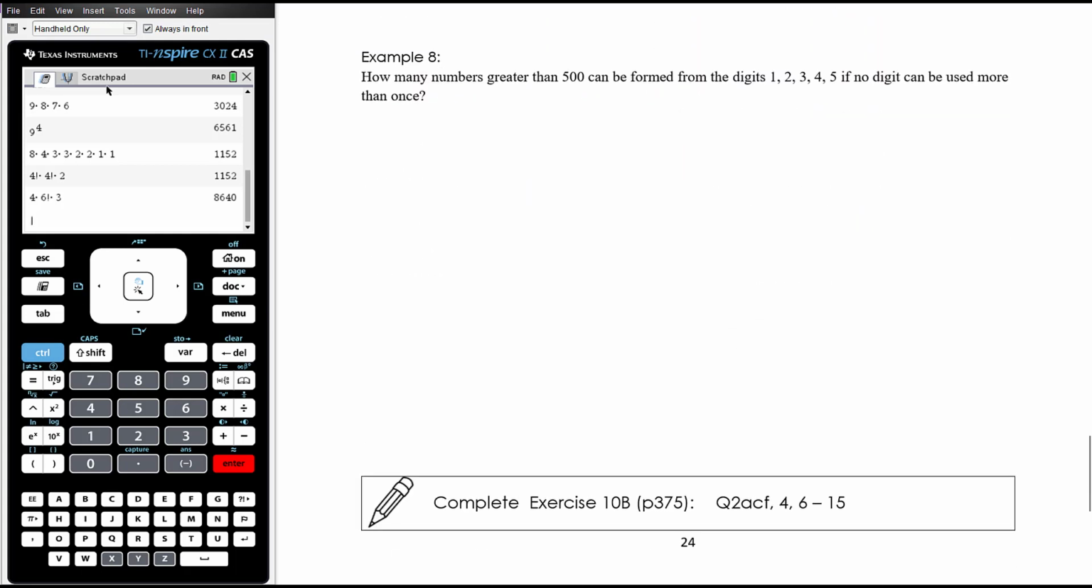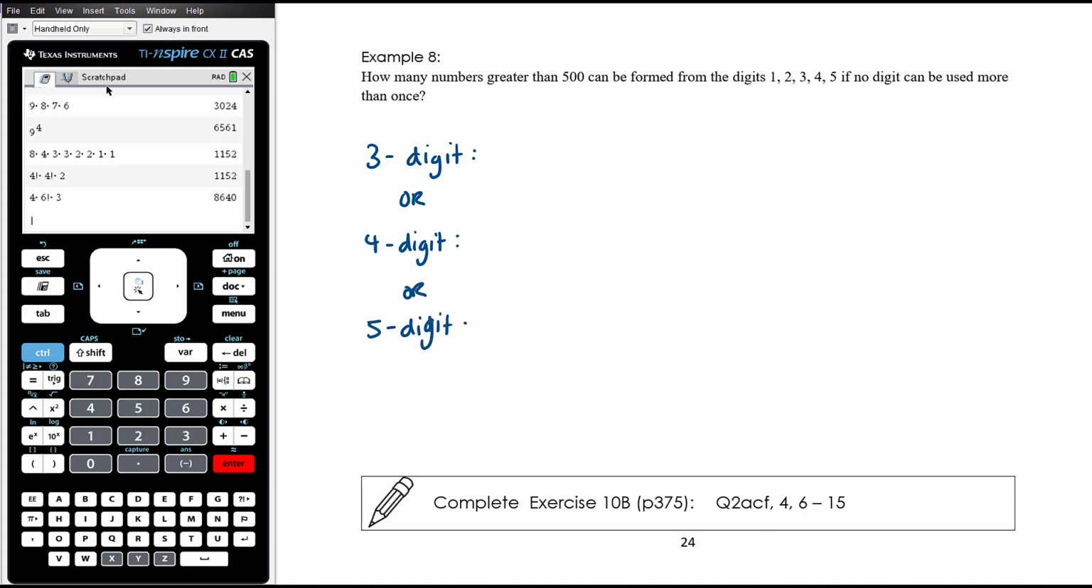Alright, example 8, the final one. How many numbers greater than 500 can be formed from the digits 1, 2, 3, 4, 5 if no digit can be used more than once? The key thing you need to think about here is it's just numbers greater than 500. It doesn't say 3-digit numbers greater than 500. So we can have 3-digit numbers that would be greater than 500, or 4-digit numbers, or 5-digit numbers.